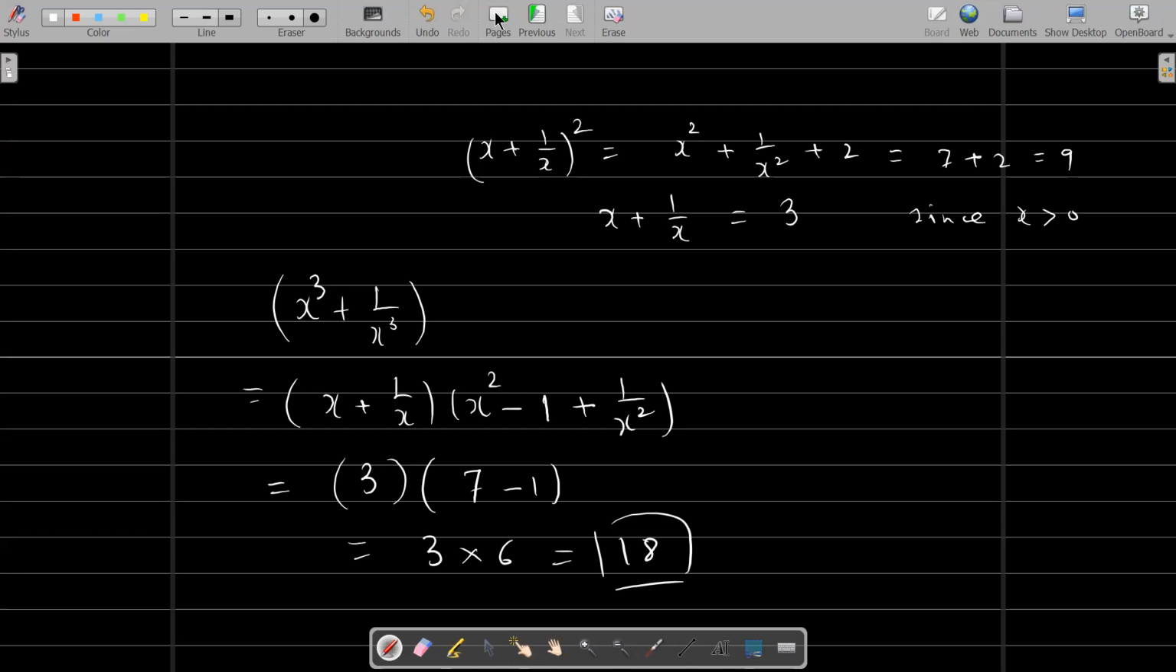And Diksha? Yes, sir. I cubed both sides of x plus 1 by x equal to 3. So x plus 1 by x whole cube equals 27. And then I expanded x plus 1 by x whole cube as x cube plus 1 by x cube plus 3 into x into 1 by x into x plus 1 by x bracket. So x and 1 by x cancel out. X plus 1 by x is 3. So 3 into 3 is 9. X cube plus 1 by x cube plus 9 is 27. So x cube plus 1 by x cube is 18. Yes. Good.